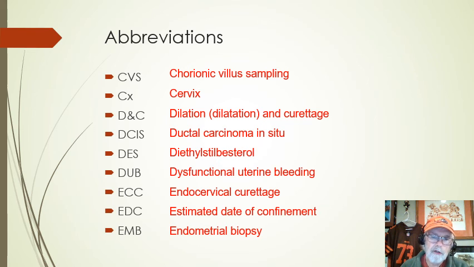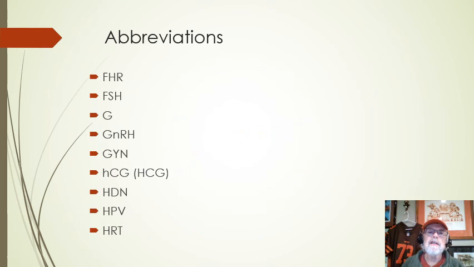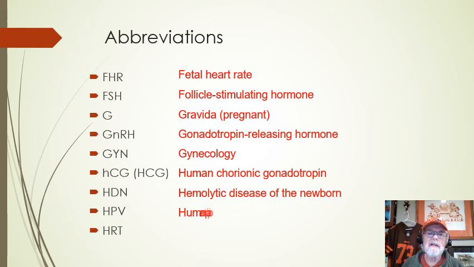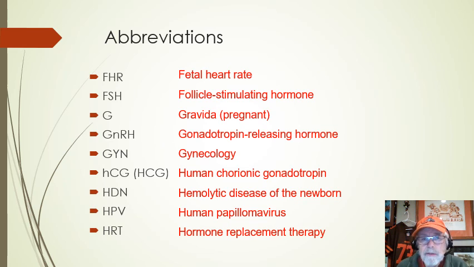EDC, I think, is one word I'd know. Estimated date of confinement, which basically has to do with gestation, how long they're inside the uterus. Let's go get these right here and fill all these out. I'll tell you which one you know. Fetal heart rate, that's pretty simple. FSH, we've talked about multiple times, and I think you should know follicle stimulating hormone. It's a commonly used one. GYN, definitely know. HCG, definitely know.